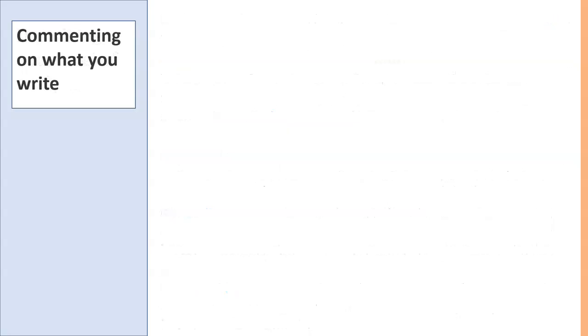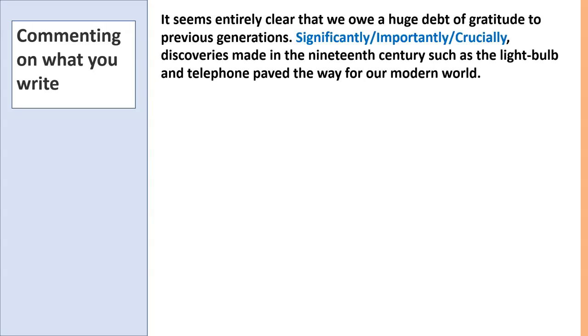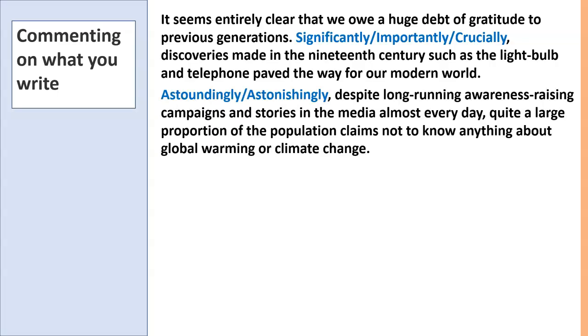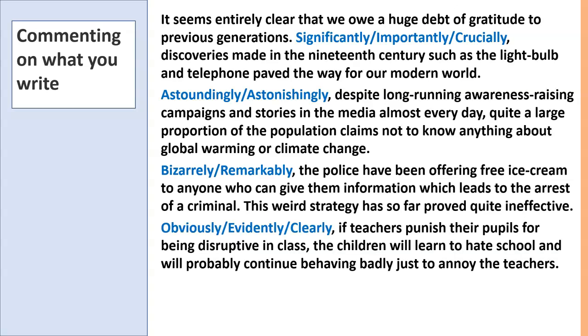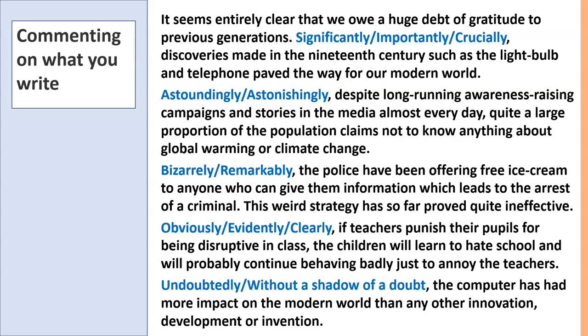Quite often you want to comment on what you write. So you can use adverbs at the beginning of a sentence, such as significantly or importantly or crucially, to indicate that what you write is very important. Astoundingly or astonishingly, to indicate that it's surprising. You might use bizarrely or remarkably to indicate that it's strange, or obviously, evidently, or clearly to indicate that everybody probably already understands this point. You might use undoubtedly or without a shadow of a doubt to indicate that this is definitely true and that there is no doubt.